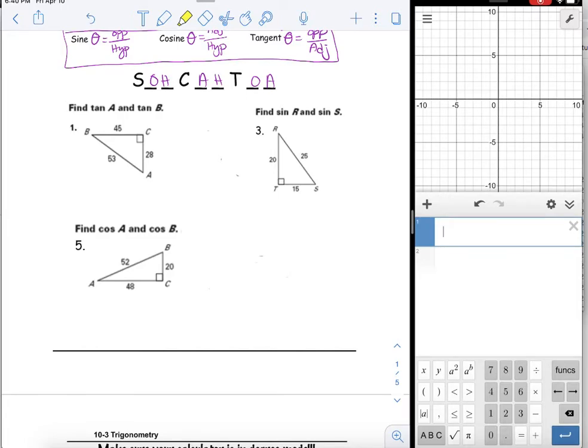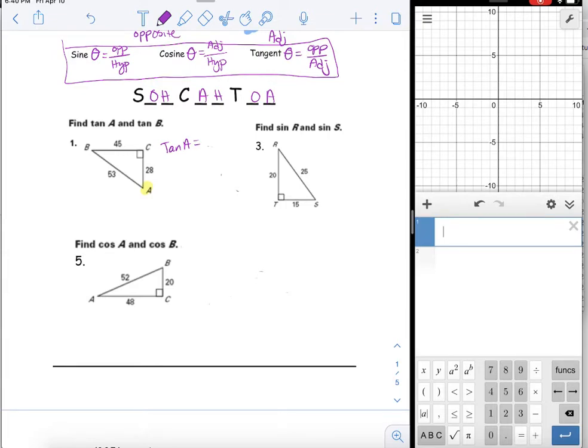So for the tangent of A, A is my reference angle. And the tangent of A, which we're just going to write as a ratio, should be the opposite over the adjacent with relation to angle A. Opposite from angle A is the 45, and adjacent to angle A is the 28. And so you just want to reduce this fraction if possible. And it doesn't reduce. So tangent of A is 45 over 28.